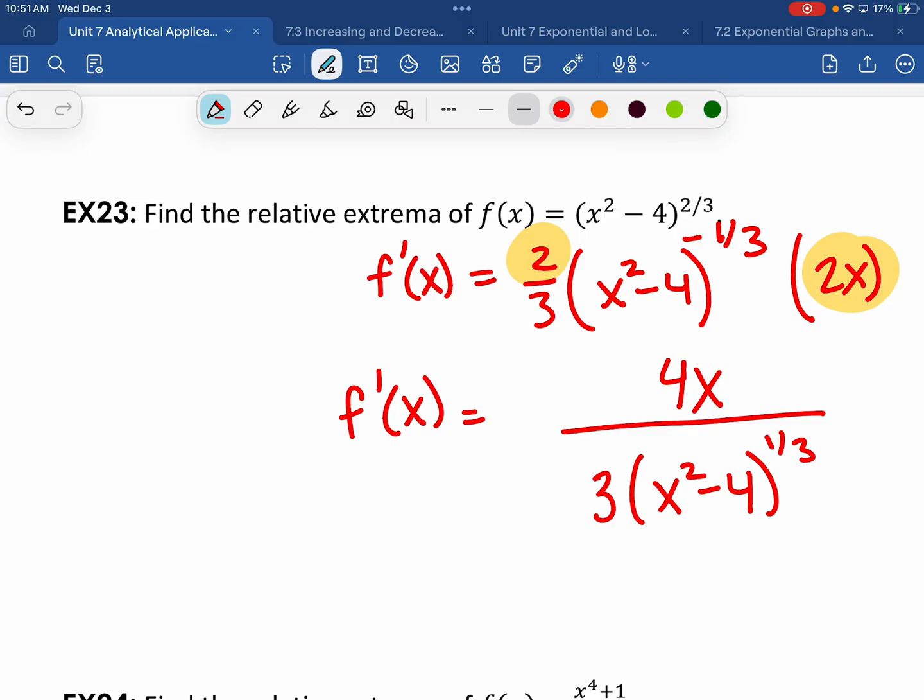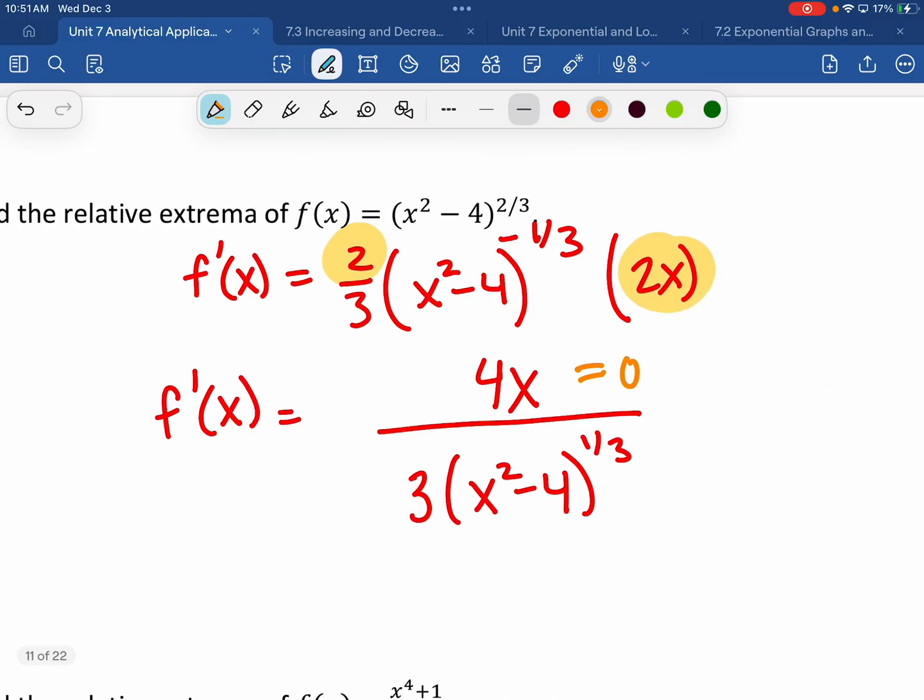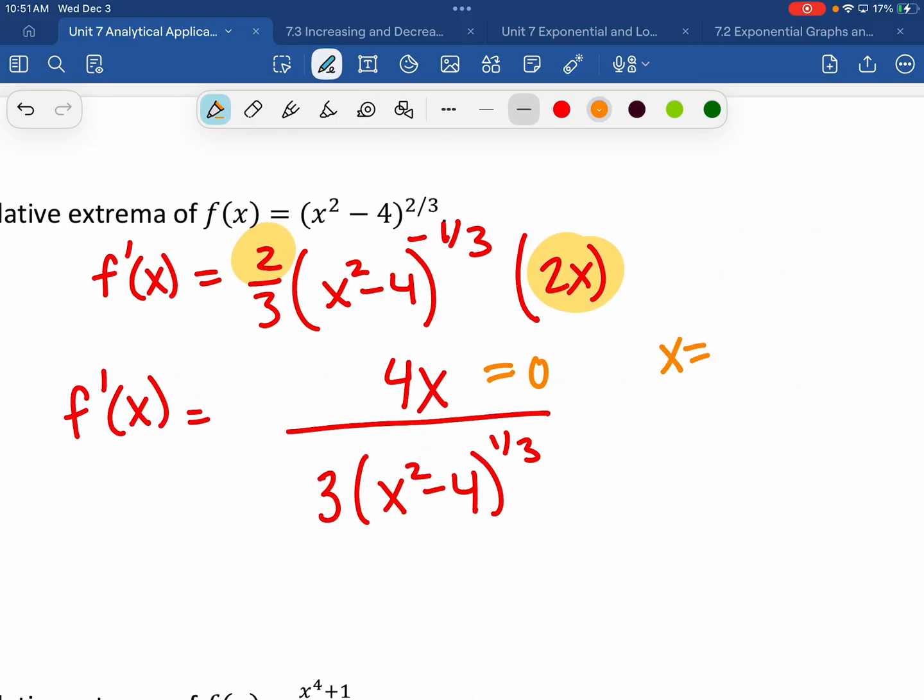All right, so from my derivative, and it's one giant fraction, you are going to set the top equal to 0, which is going to give you what critical number? 0. And we're going to set the bottom equal to 0. Now, when I set the bottom equal to 0, do I care about the 3? Do I care about the 1/3? No. All I care about is this guy right here, because when you divide by 3, you still get 0. When you raise it to the 3rd power, you still get 0. So x squared minus 4 equals 0. What are my critical points going to be? Plus or minus 2.